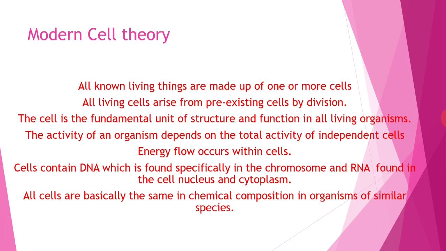All cells are basically the same in chemical composition in organisms of similar species. That means the body of the members belonging to the same species is made up of similar types of cells. That means there is no chemical variation, there is no physical variation within the members of a species.